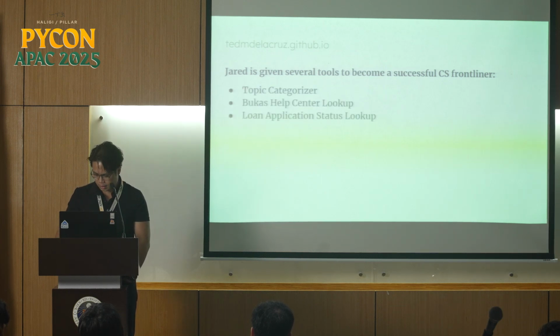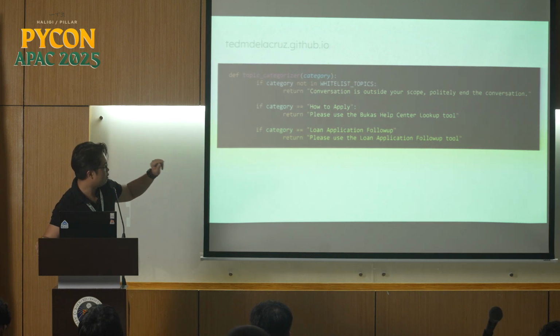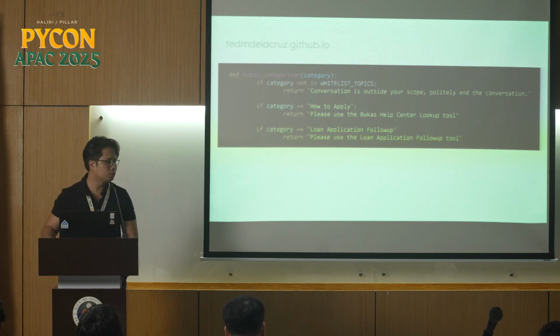I will explain. We have this topic categorizer. So if an email comes in, we categorize the email. If it's in the whitelist, if it's not in the whitelist, and the conversation, and if it's a how to apply, use the help center for reference, and if it's a follow-up, use the follow-up tool.